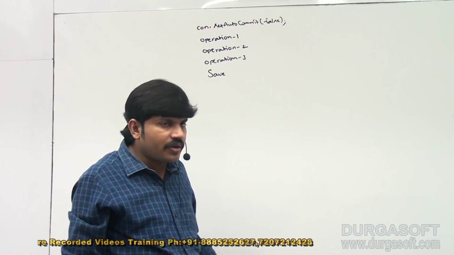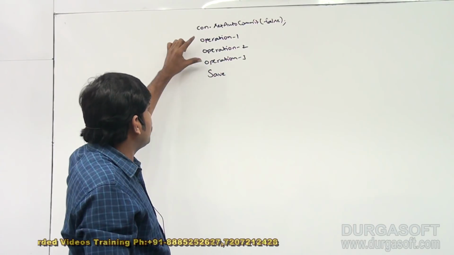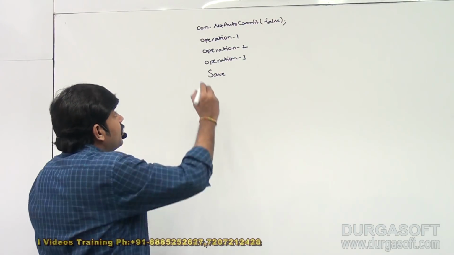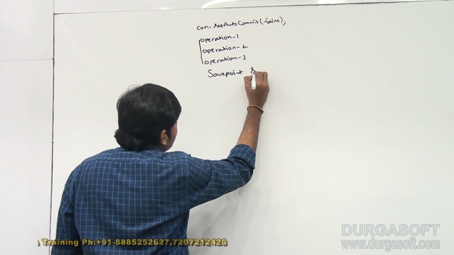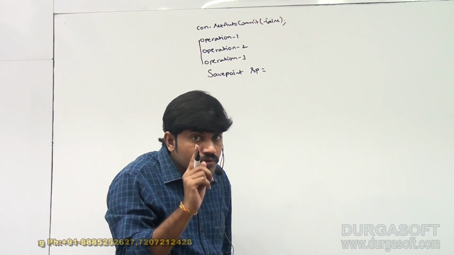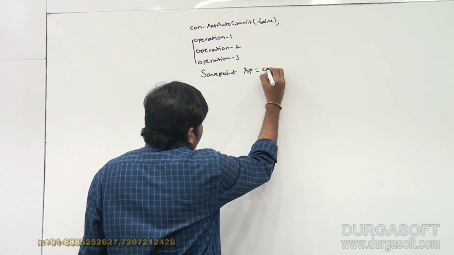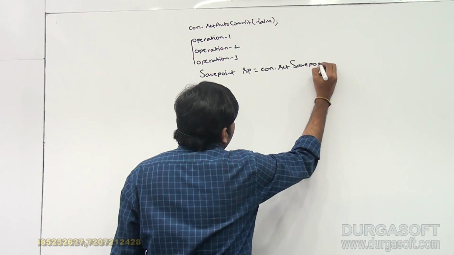Have you observed? Now I'm setting one save point, because these 3 operations successfully completed. What I will do is: Savepoint sp = conn.setSavepoint(). How do we set a save point? With conn dot set a save point.